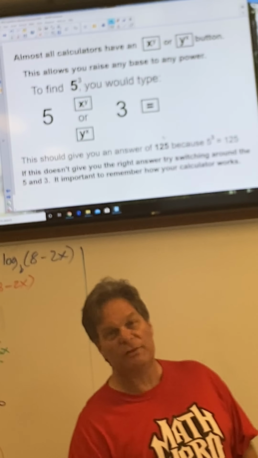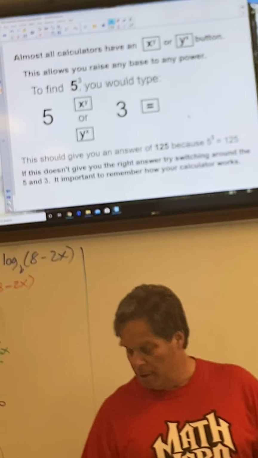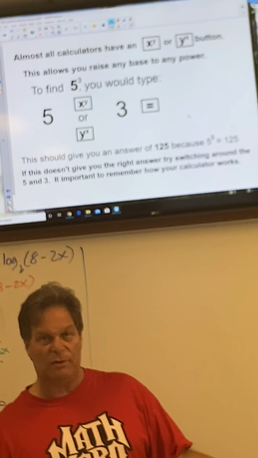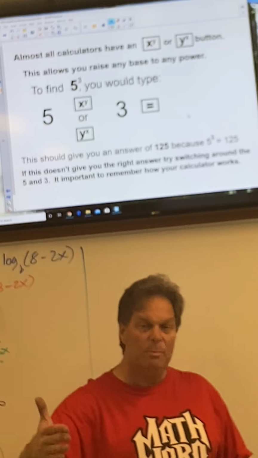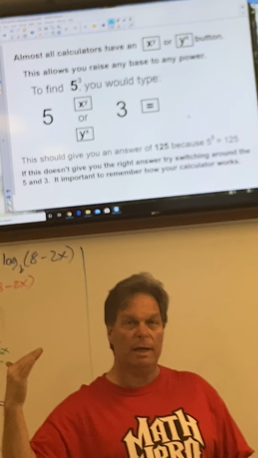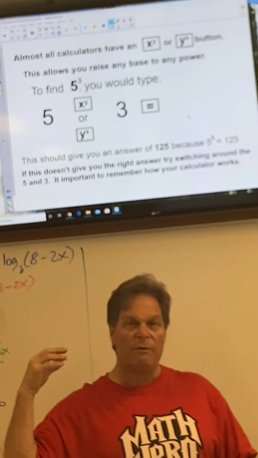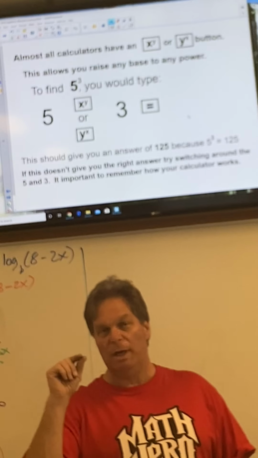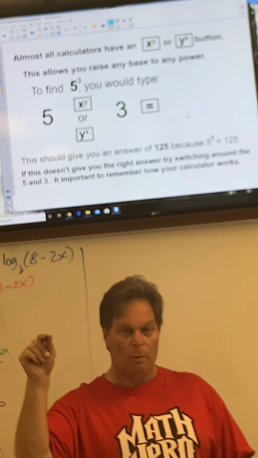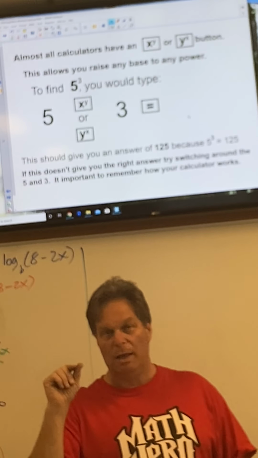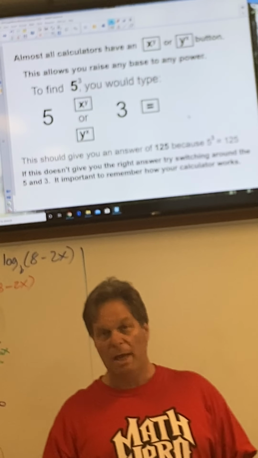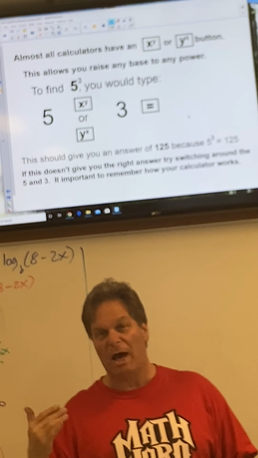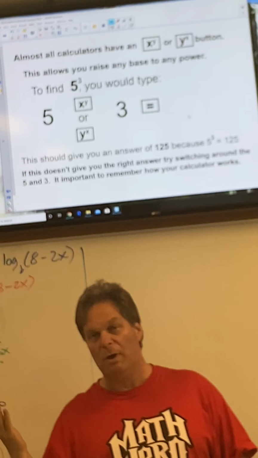So, there's also the x to the y power. I didn't mention that yet. There's an x to the y or y to the x key that allows you to raise any base to any power, okay? So, if you wanted to do 5 to the 3rd power, you'd hit 5, and then your x to the y or your y to the x key, and then 3, equals. Now, if that gives you 125, because we know that 5 to the 3rd is 125, then good for you.